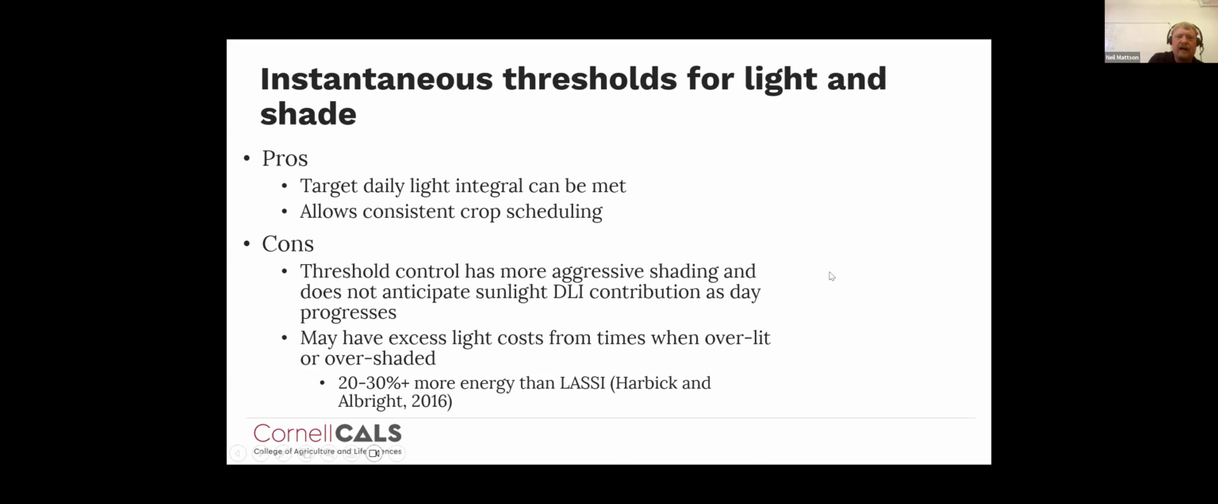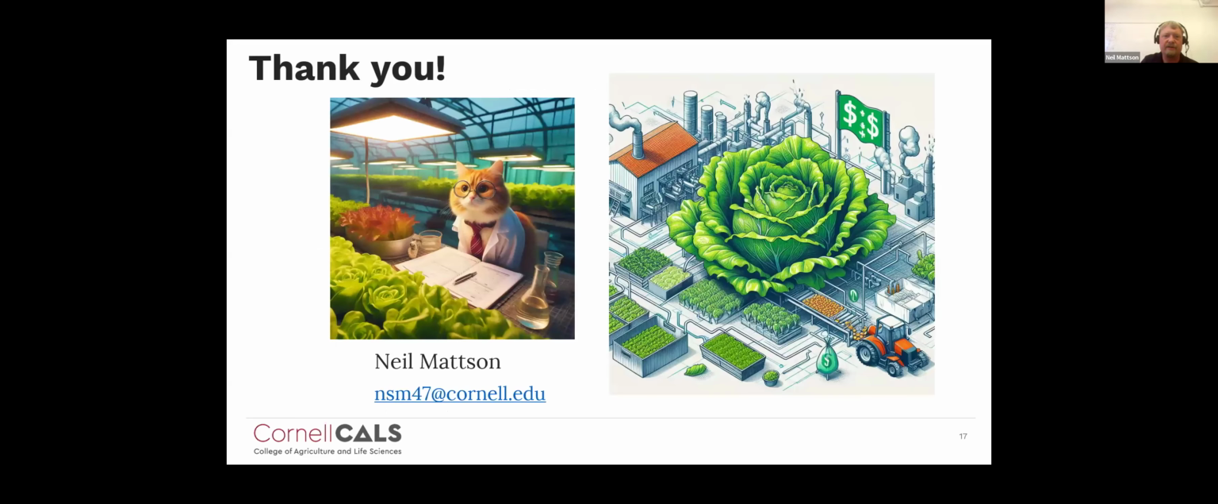And this approach also tends to have fairly aggressive shading. And so overall, when we've compared this to smarter lighting approaches that Tim is going to talk about, threshold control uses 20 to 30% more energy from turning on lights at times when it's not necessarily needed, and then having to overshade as well. So with that, I'm going to turn things over to Tim.